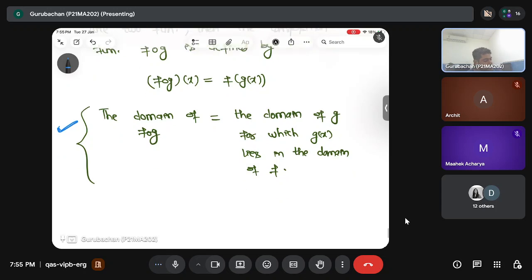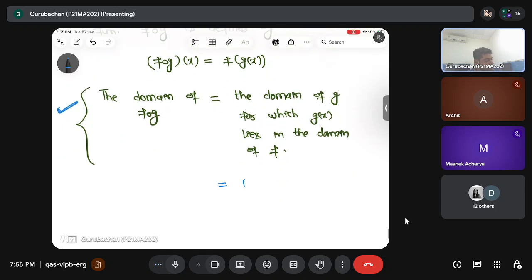So this means we collect all those x from R such that the range of g lies in the domain of f. So we are collecting only those points for which this range belongs to this domain of f.